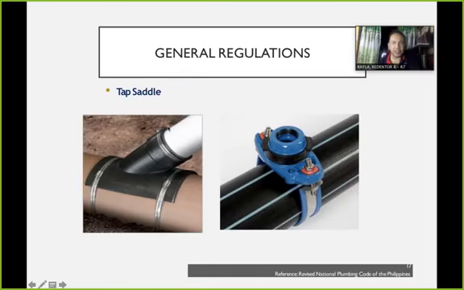So general regulations, stop saddle. You cannot do something like that. Just connect it with a saddle because it cannot persist. It cannot endure, no, for a long time. So there will be a tendency that it might open. So like that also, top saddle.